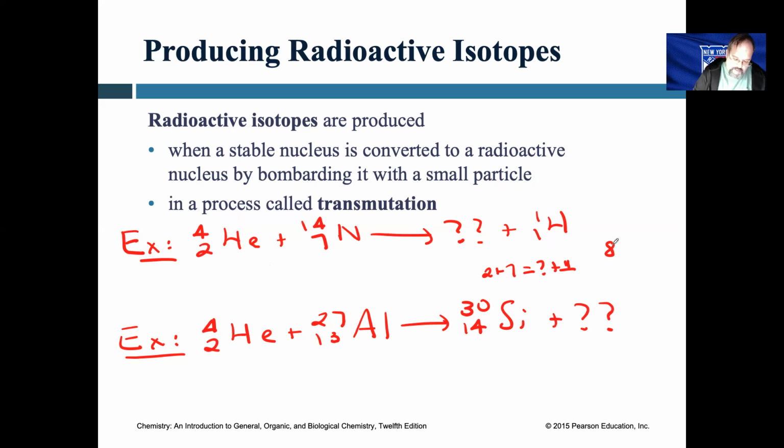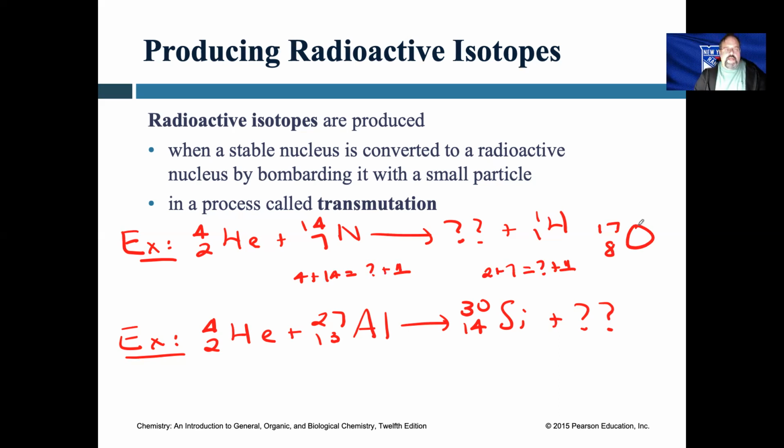Now for the mass numbers, we have 4 plus 14, and that would have to be equal to question mark plus 1. So 4 plus 14 is 18. What plus 1 is 18? 17. And therefore, using the atomic number to identify the substance, the only element in the periodic table with an atomic number of 8 is oxygen. So here we're talking about oxygen with a mass number of 17.